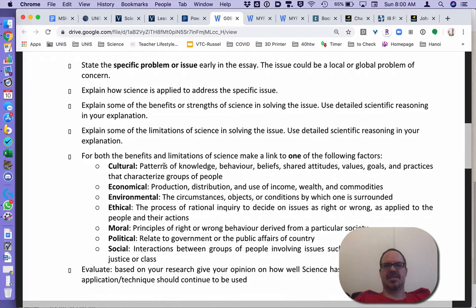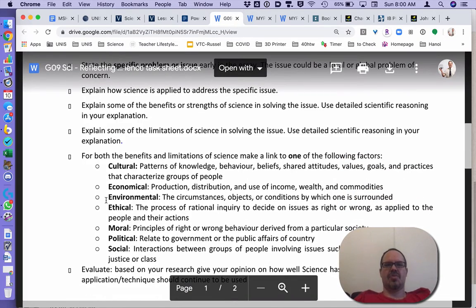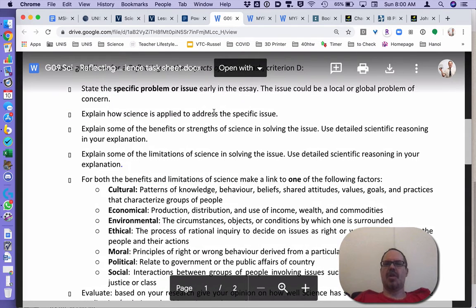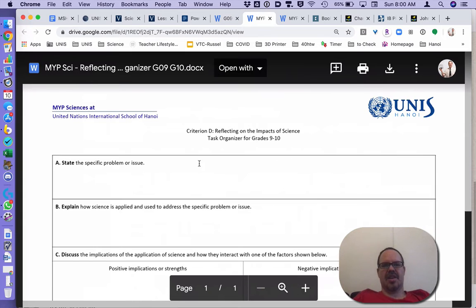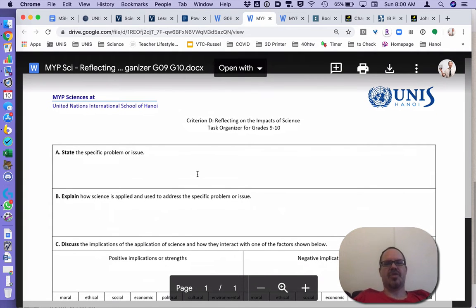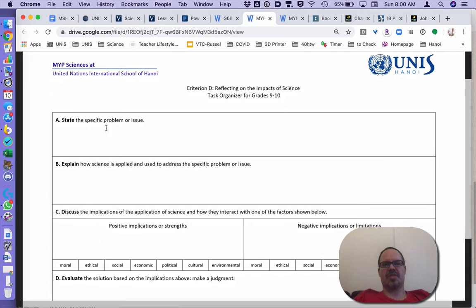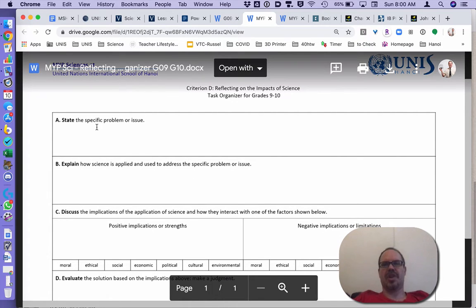Specific guidelines. You're going to state the specific problem or issue early in the essay. Let's go actually to the graphic organizer. This will help you. When you're starting your idea, I'm going to suggest working on this graphic organizer. You're going to state the specific problem or issue. In this case, this is generally the disease. What disease is science trying to investigate? It could be COVID-19, it could be heart disease.